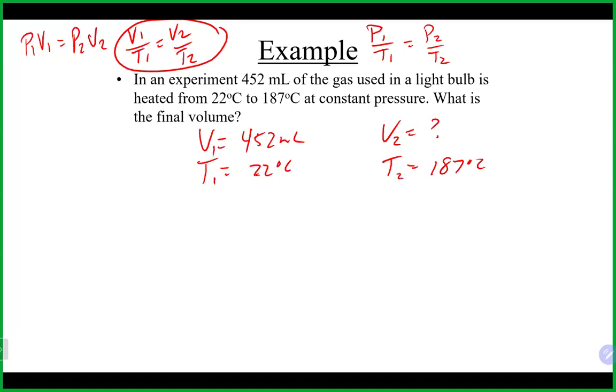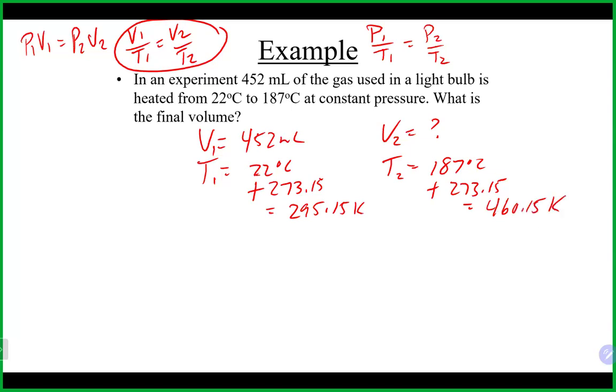As we just talked about, we do need to make sure that we convert it. And they do want you to use a reminder 273.15 here to do a little conversion. And if we do that there, 22 plus 273.15, we'll go with 295.15 and 273.15 plus 187. We'll go with 460.15 Kelvin.